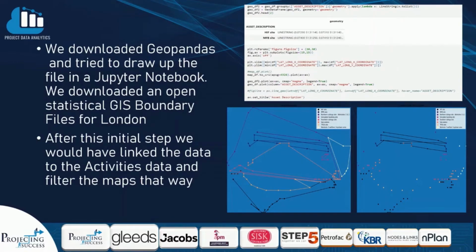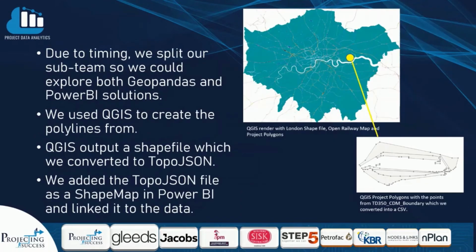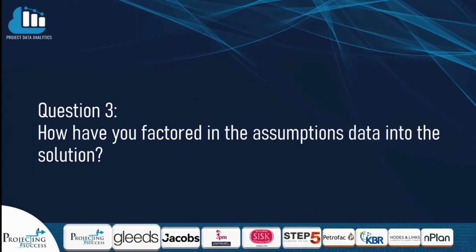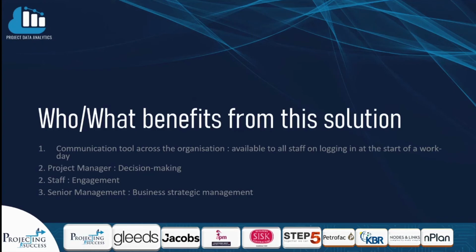And in an ideal world, we would have linked this data to the activities data and filtered the maps this way. In the end, we ended up using QGIS to create the polylines and a topo JSON into the data. We factored the assumptions into the data by numbering them and then measuring them against the risk for each task, allowing project managers to have deeper insight into the assumptions.